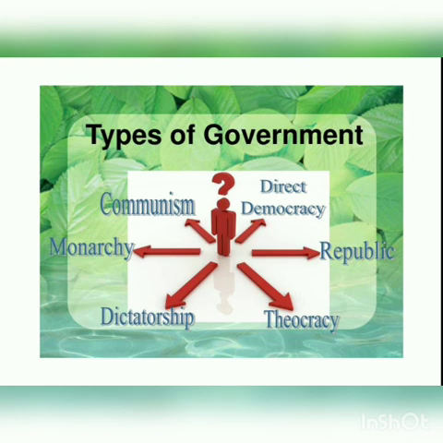Now, we will discuss the different types of government. Other than democracy, there are other types of government like monarchy, dictatorship, communism. One by one, we will discuss these forms of government. First, we come to monarchy. The monarchy can again broadly be categorized into two: absolute monarchy and constitutional monarchy.